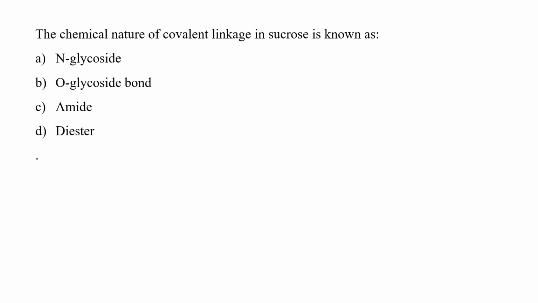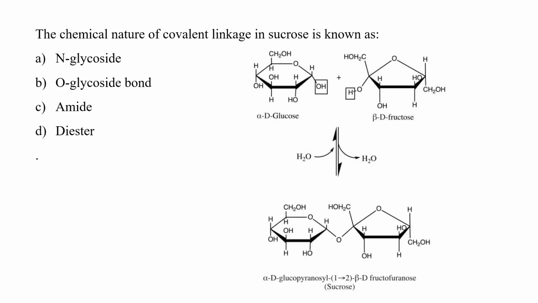The chemical nature of the covalent linkage in sucrose is known as N-glycoside, O-glycoside bond, amide, or diester. Sucrose is composed of alpha-D-glucose condensed with beta-D-fructose, connected with an alpha-1,2 linkage, which is an O-glycosidic type bond. So option B is the correct answer.